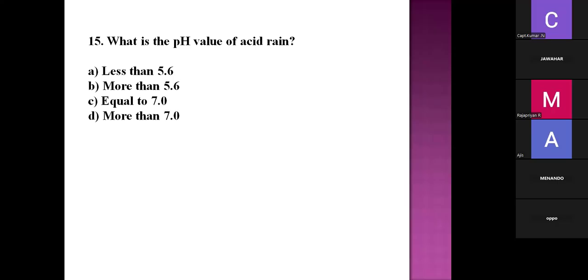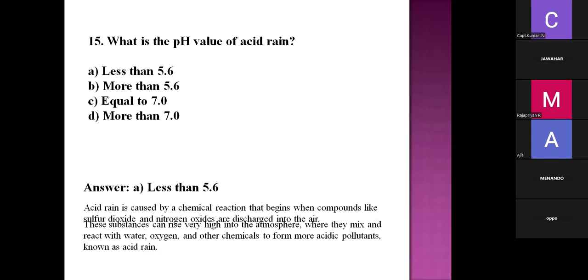Everybody knows pH is potential of hydrogen. Okay. Small letter p, capital letter H. See, here the answer is less than 5.6.